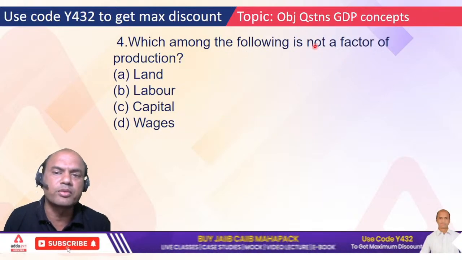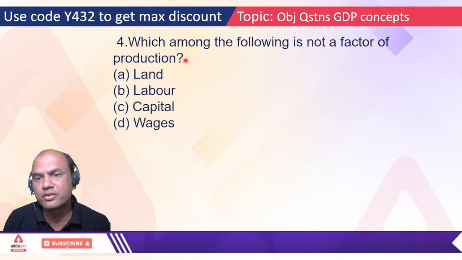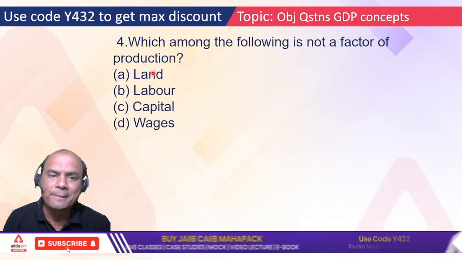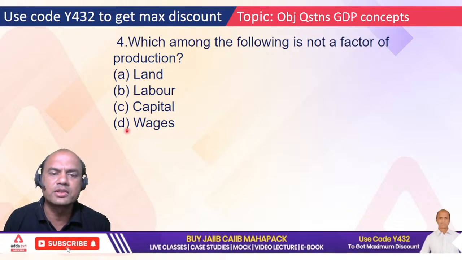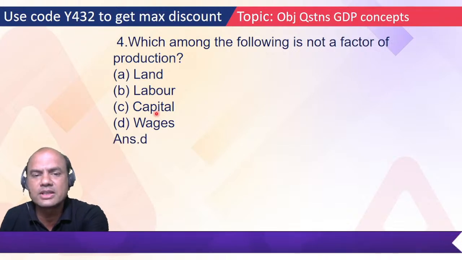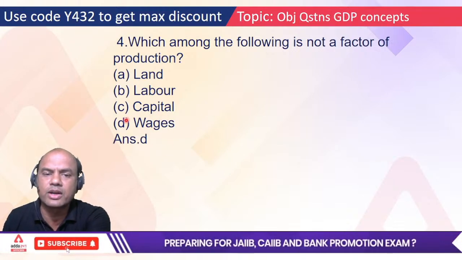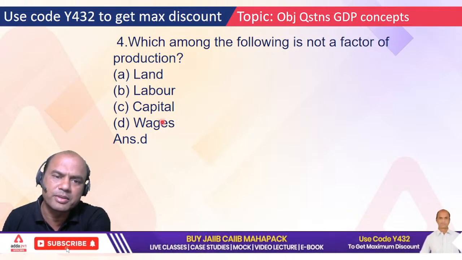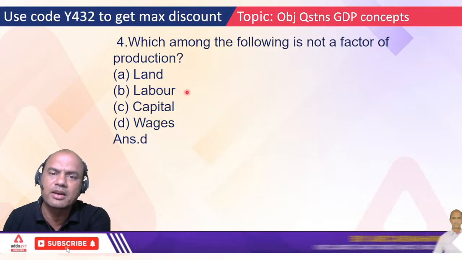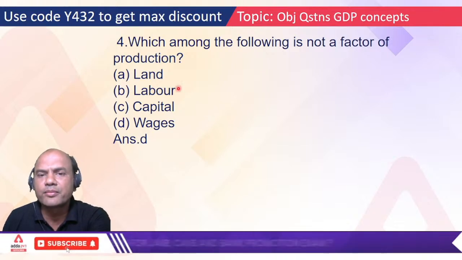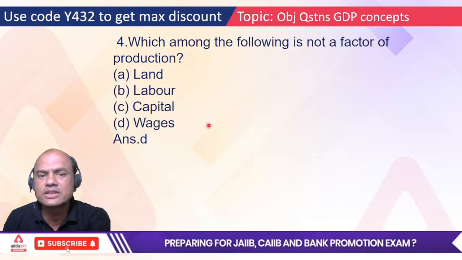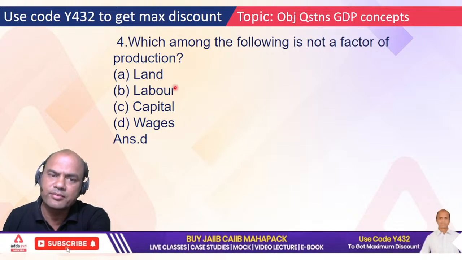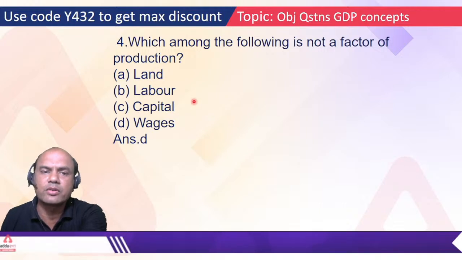Which among the following is not a factor of production? Land, labor, capital. Just now we saw this. 3 were there and the 4th one was entrepreneur. So which is not the one? D, wages. Wages is not a factor of production. Why? Because it is already included in labor, isn't it? Wages will be included in labor itself. That's why wages separately is not a factor of production.